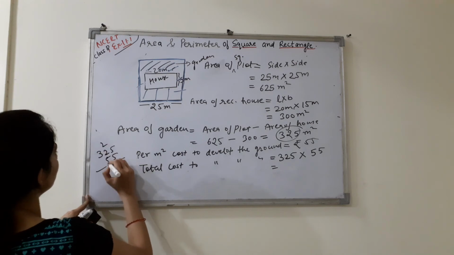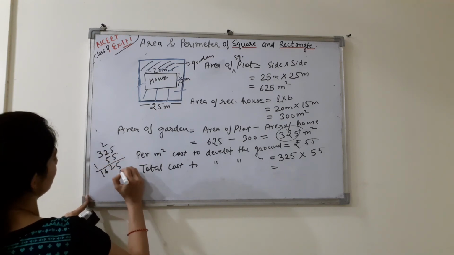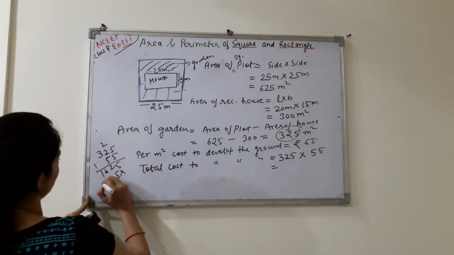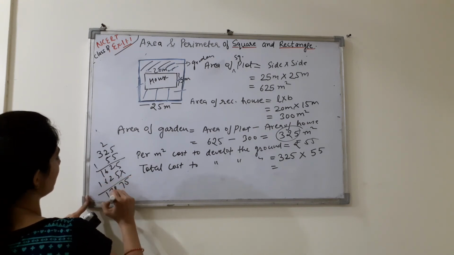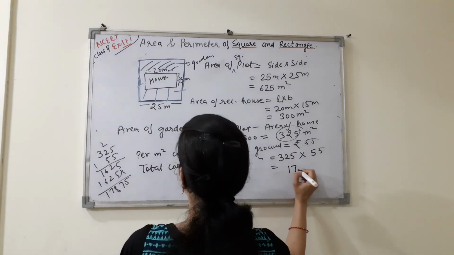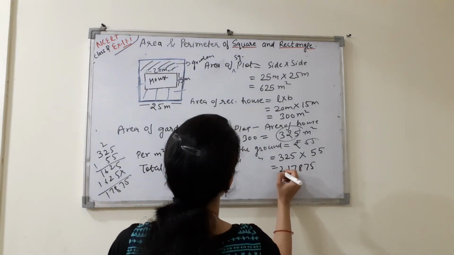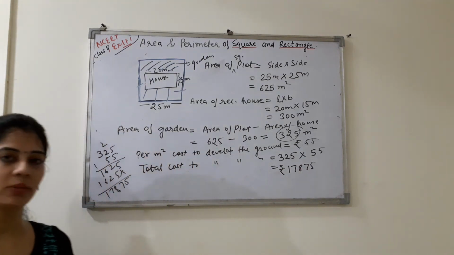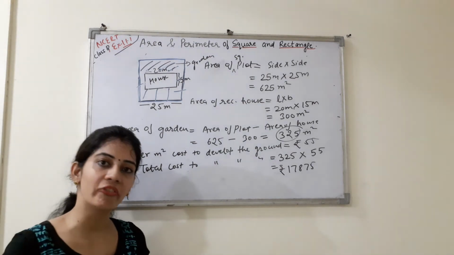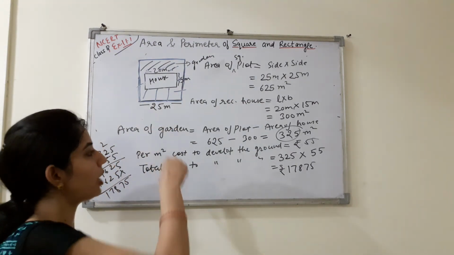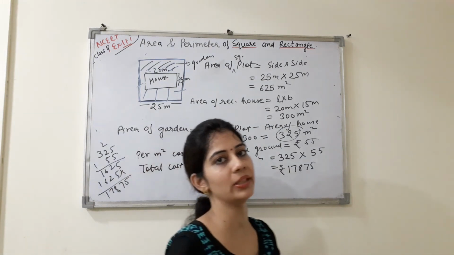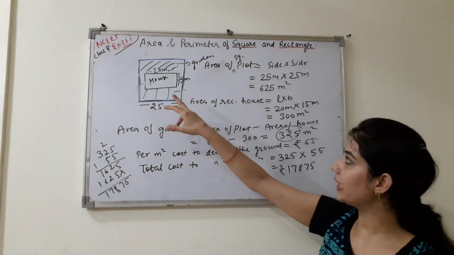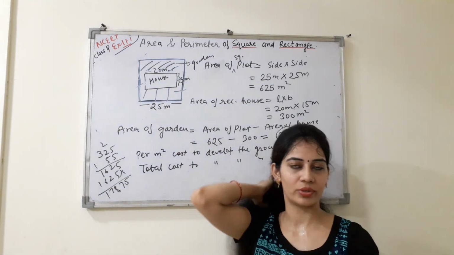So this is your 17875 rupees, right? So it means what will be the cost to develop the ground around the house? Rupees 17,875 will be the cost to develop the ground around this house, right?